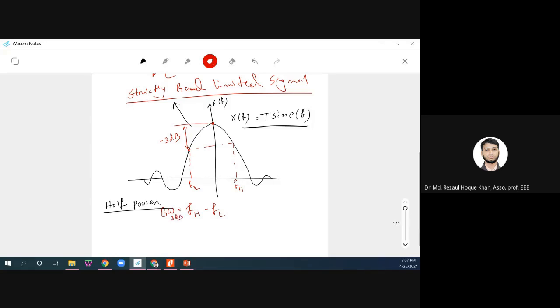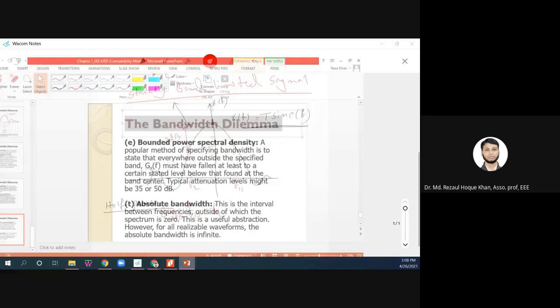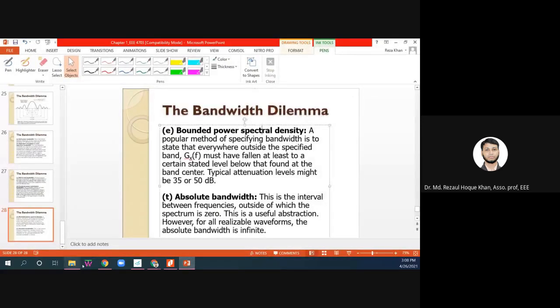We can also express, for not strictly band limited signals, other definitions, and one of the definitions is the half power bandwidth. And there are some other definitions you can see in our presentation. Bounded power spectral density.